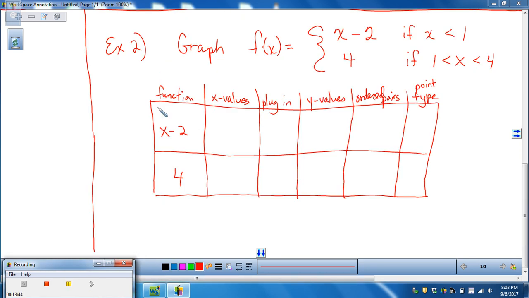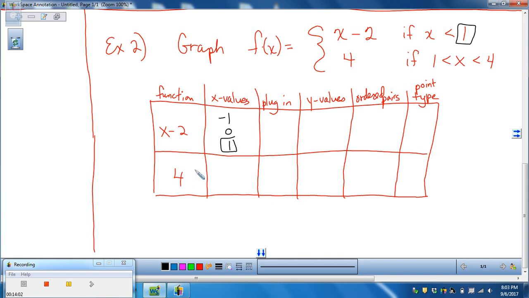Okay, welcome back. Example 2, we want to graph f of x equals x minus 2 if x is less than 1, and 4 if 1 is less than x is less than 4. So step number 1, we fill in our functions. Step number 2, we start deciding our values. So we want x is less than 1, so I'm going to use 1, and then I'm going to choose numbers that are less than 1, so 0 and negative 1 will suffice.